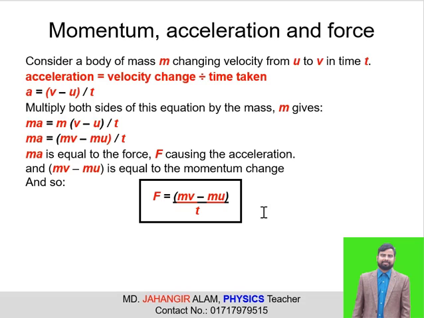Multiplying both sides of this equation by mass m gives ma equals m into v minus u divided by t. So ma equals mv minus mu divided by t. We know force F equals ma. So we can write F equals mv minus mu divided by t.